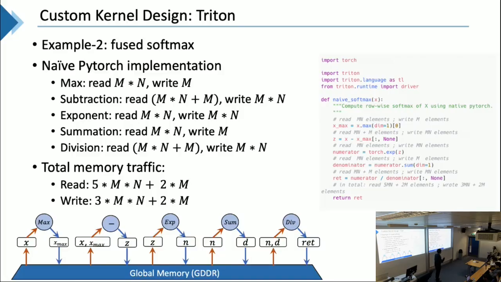And as I explained before, for each operator, it will need to transfer data back and forth to the global memory. So in this case, if you don't fuse this softmax, the total memory traffic is 5 times m times n plus 2 times n reads, and also for write. I will leave the detail for later, but this is the drawback of this naive implementation.